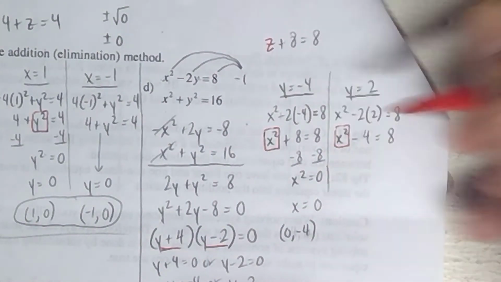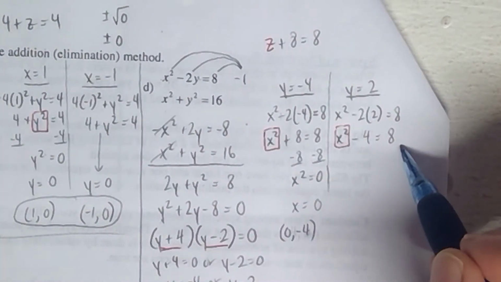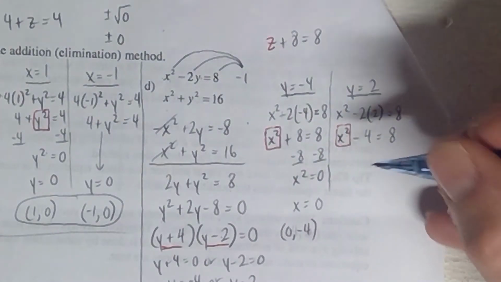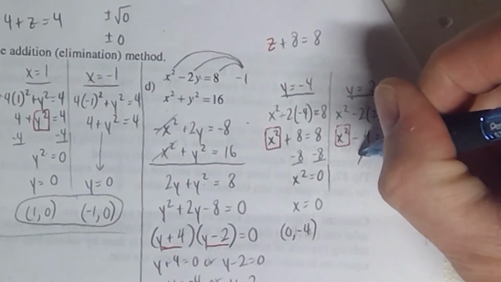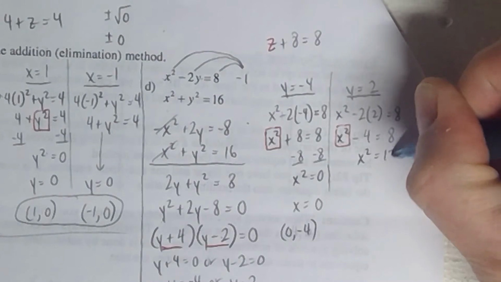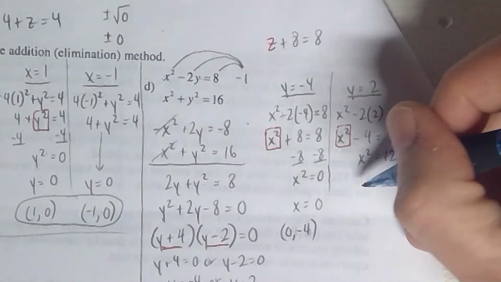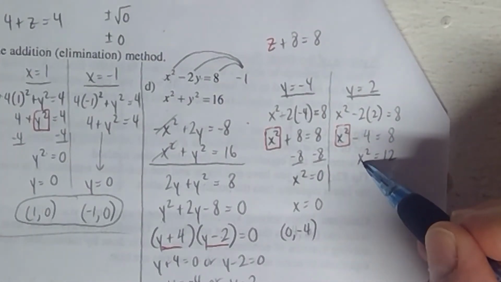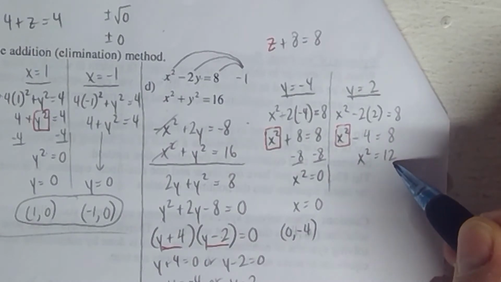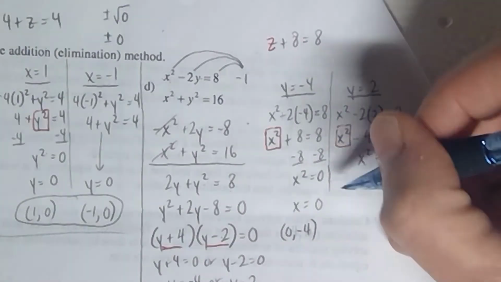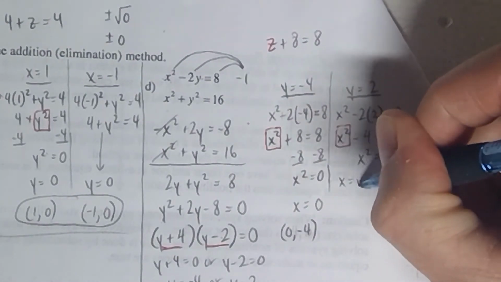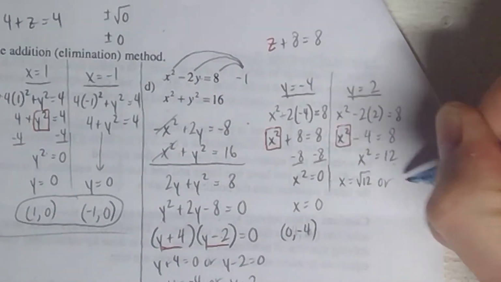Then you, again, treat the x squared like it was a normal variable. You got to get it by itself because there's not another variable in the problem besides the x squared. So you add the 4 over to the other side. You get x squared equal to 12. And since I got x squared by itself, with a constant on the other side, no variable over there, that means you can do the double square root. So that gives me two answers, doesn't it?